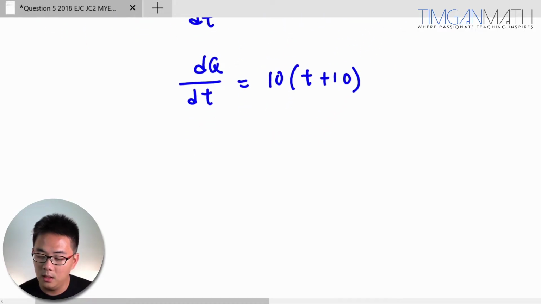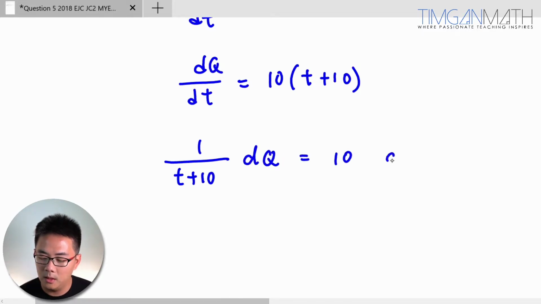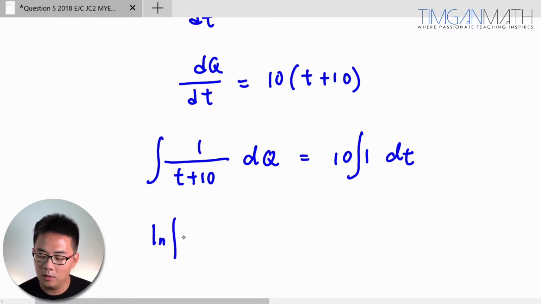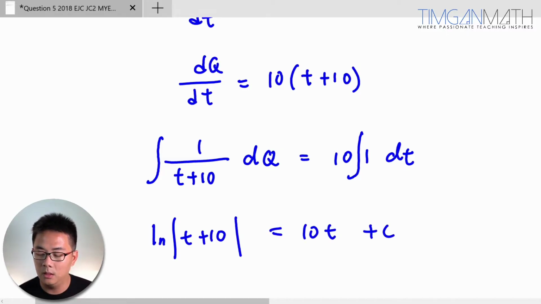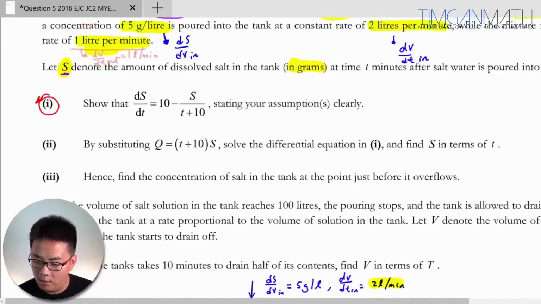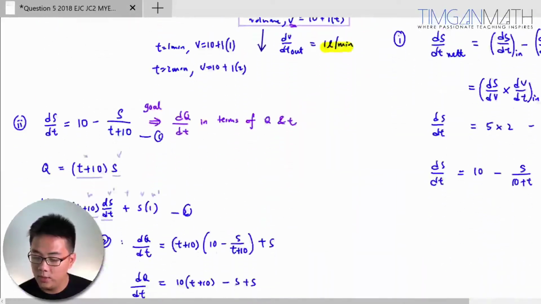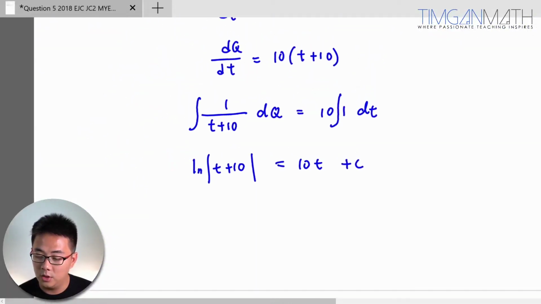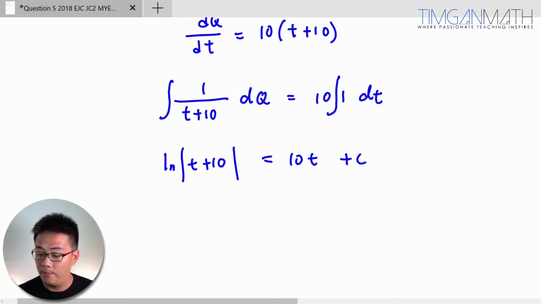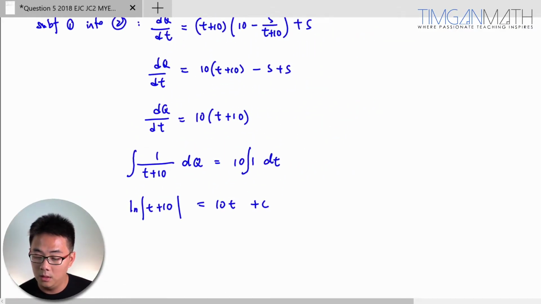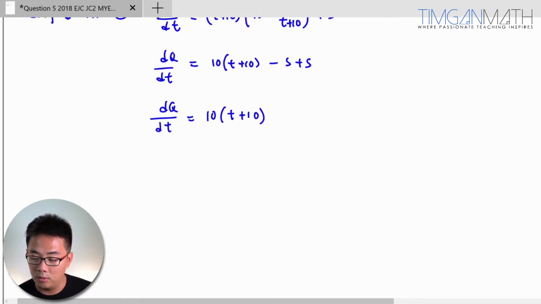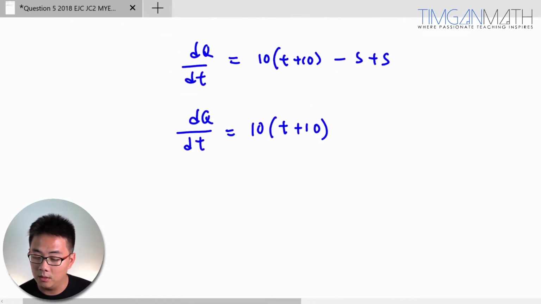So from here, we know that 1 over (t plus 10) dq equals 10 dt. This is ln(t plus 10) equals 10 t plus C. That's about it. What am I doing? I'm supposed to solve, right? So I'm just going to solve this. Change this back to, oh sorry, what did I do? dq/dt. Oh crap, wrong. So anyway, sorry.